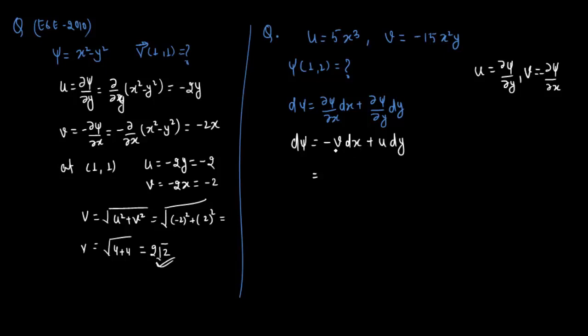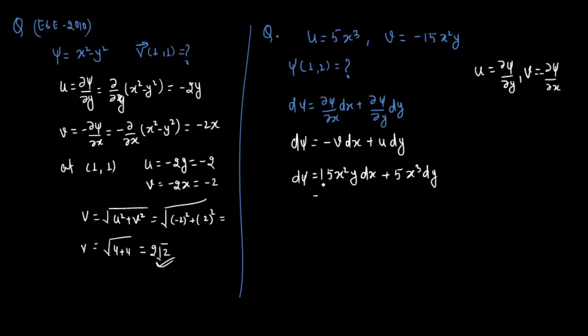Okay, so we have the equation of d psi in terms of u and v. Now we can put the values of u and v here. v is given by minus 15 x square y, so there is also a minus here, and the negative is going to be positive. So this is 15 x square y dx plus u, which is given as 5x cube, so we can write 5x cube dy here.